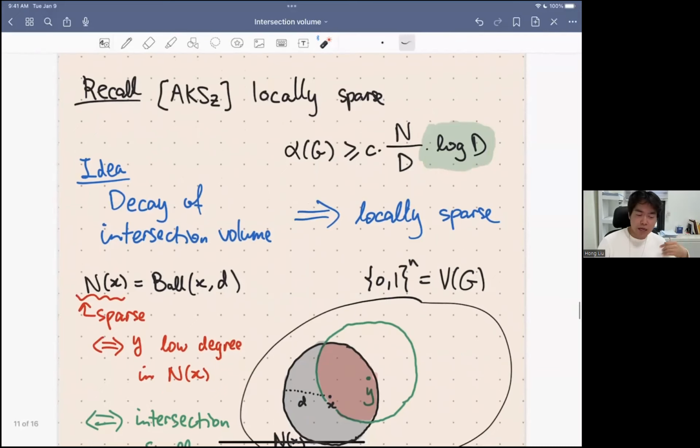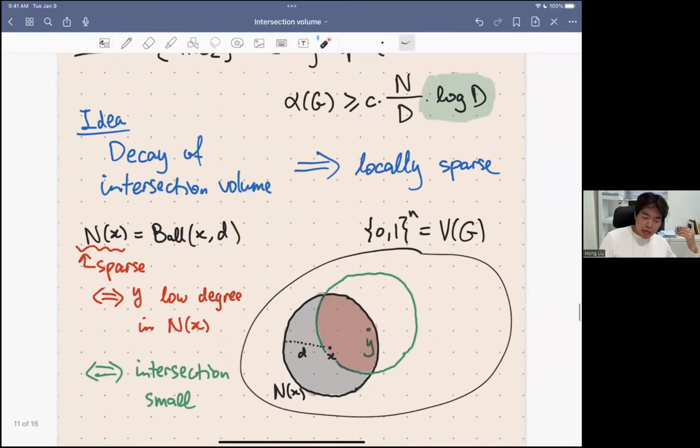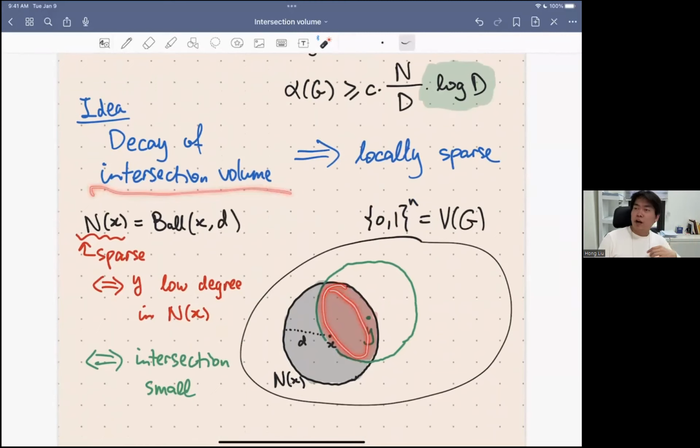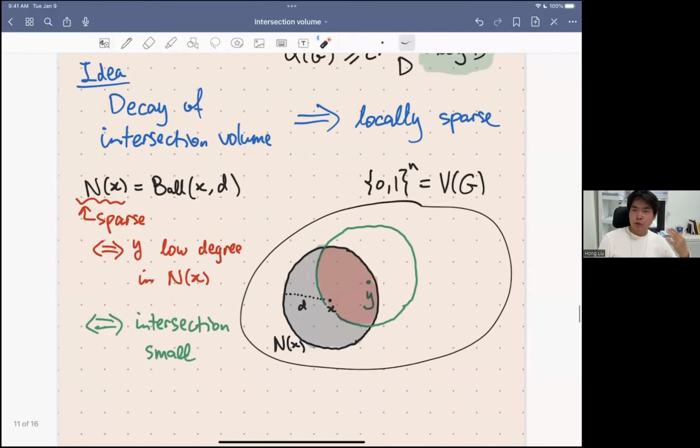And the idea is that this decay of the intersection volume of two identical balls corresponds to exactly this locally sparseness condition in our auxiliary graph. So let's just recall, what did we do when we derived the Gilbert-Varshamov bound? We define this auxiliary graph where the vertices are the binary strings of length n, and the neighborhood of a vertex x, right? N_x is the ball of center x with radius d, right?